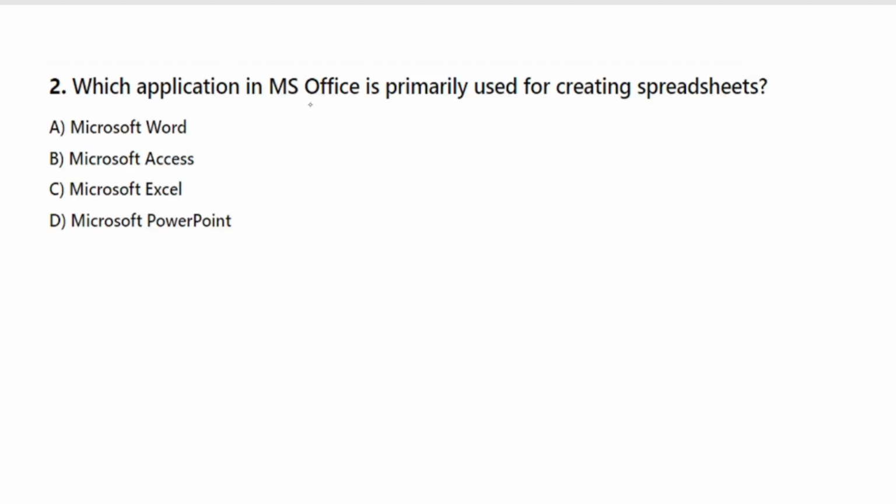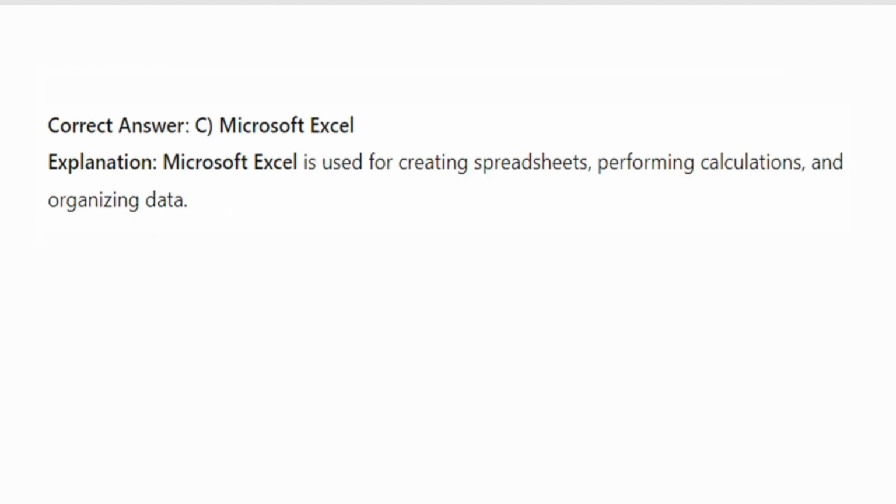Which application in MS Office is primarily used for creating spreadsheet? So Microsoft Excel, option number C, is used for creating spreadsheet, performing calculation and organizing data. So option C is correct one. Now move to the next question.